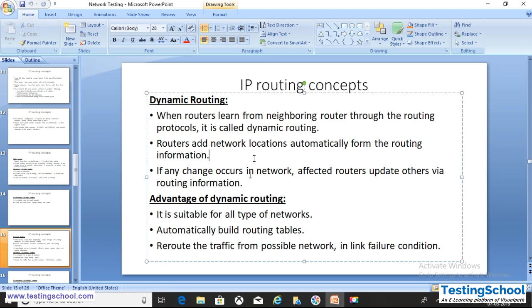As we can guess, among the advantages of dynamic routing, it is suitable for all types of networks, unlike static routing. Static routing is used in small kinds of networks, but this is suitable for all kinds of networks. It automatically builds routing tables, unlike static routing where an administrator is responsible for making entries. In turn it will form the routing table, but here it will be formed automatically.